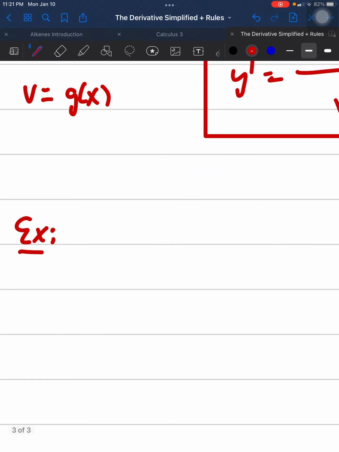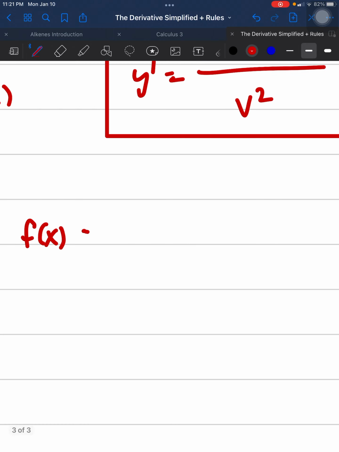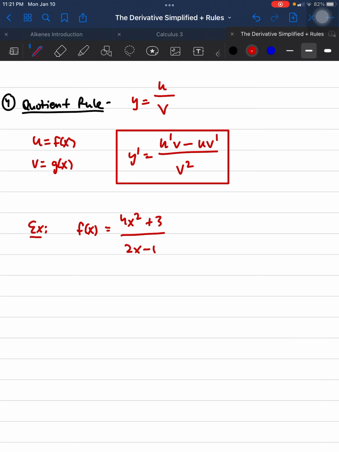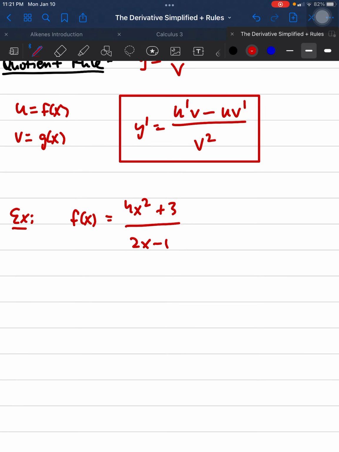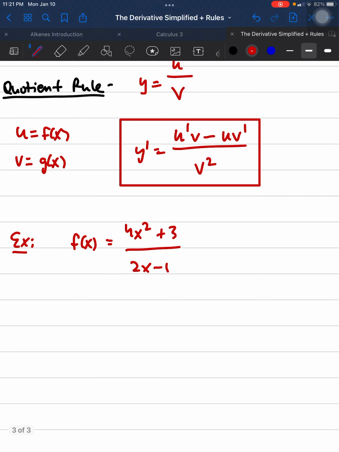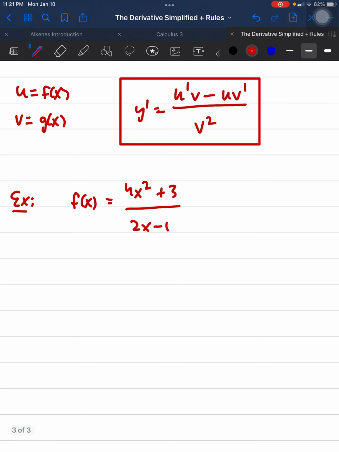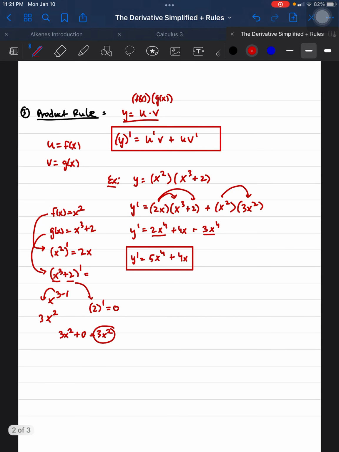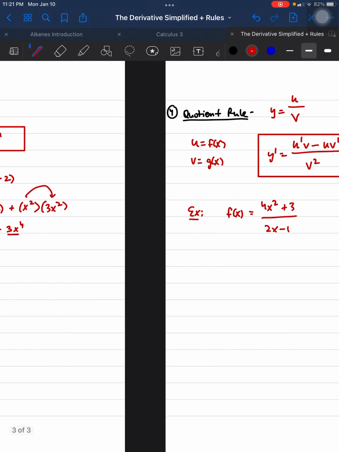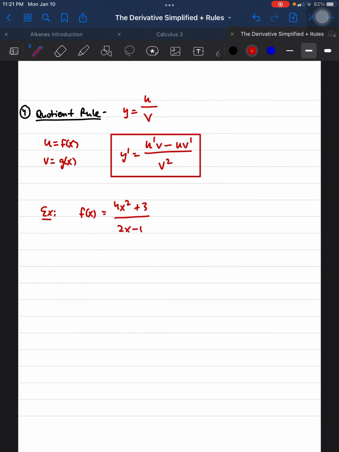So a simple example right here is, let's say f of x, aka y, is equal to 4x squared plus 3 over 2x minus 1. So in this case, the top function is f of x, the bottom function is g of x. That's how it's always going to be. u is always going to be on the top, v is always going to be on the bottom. So first things first, same way how we found the derivative of the product rule, we do the same thing with the quotient rule.